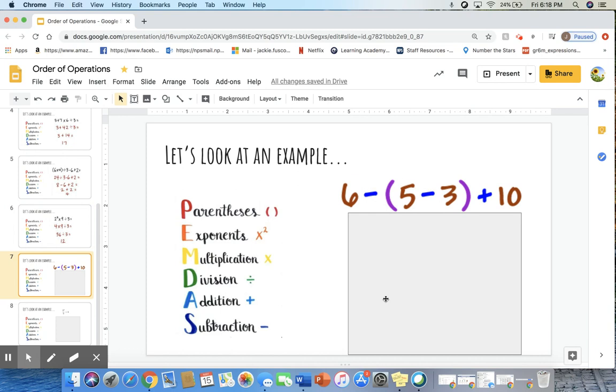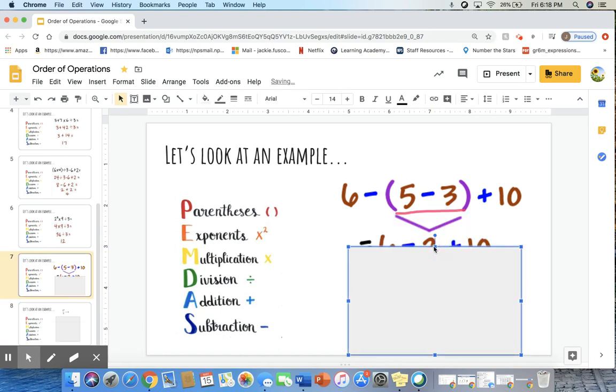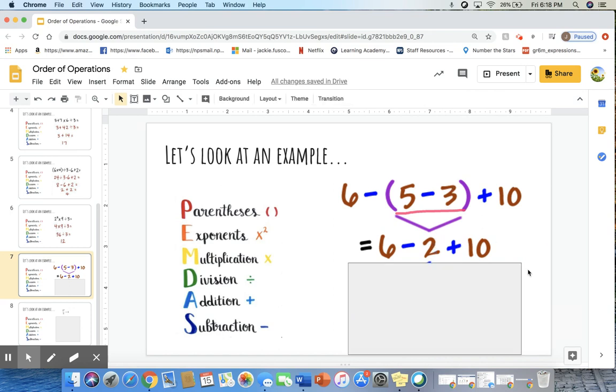Okay. I have 6 minus (5 minus 3) plus 10. Very first thing is parentheses, and I do have numbers in parentheses here. I have 5 minus 3. So that's the first thing I'm going to do. 5 minus 3 is 2. So the rest stays the same. And then I have 6 minus 2 plus 10.